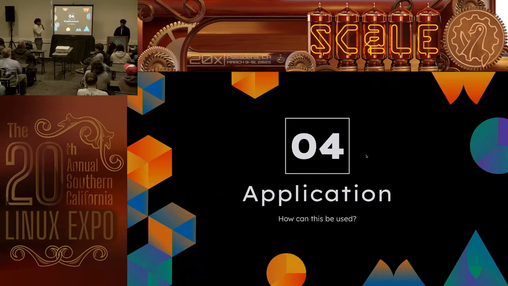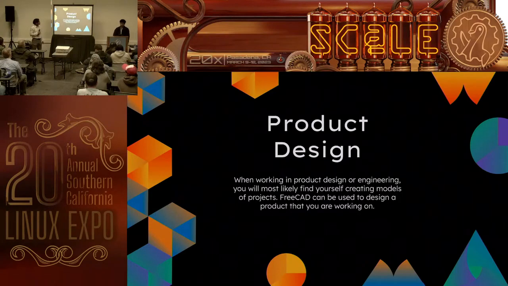So back to our presentation. How can we use FreeCAD? We're just going to go over some applications. Product design is a good way to use FreeCAD. When working in product design or engineering, you can create models, right? And as we said, FreeCAD allows you to use relational objects, which allows you to relate one object to another and therefore create models. That is a good way to express product design.